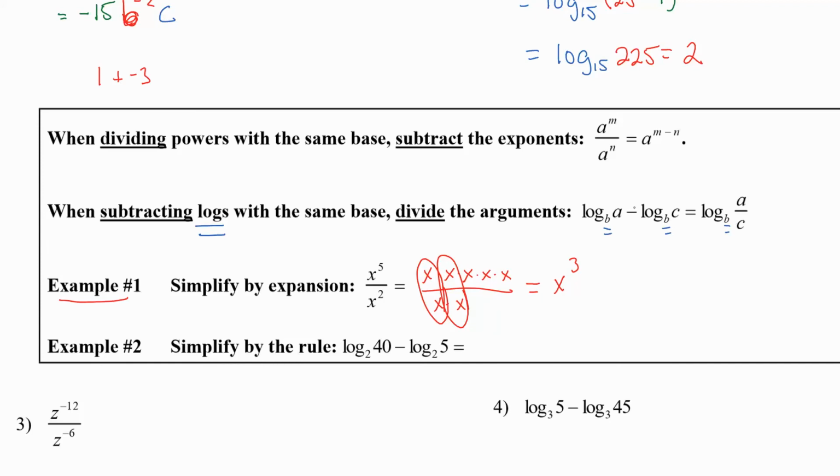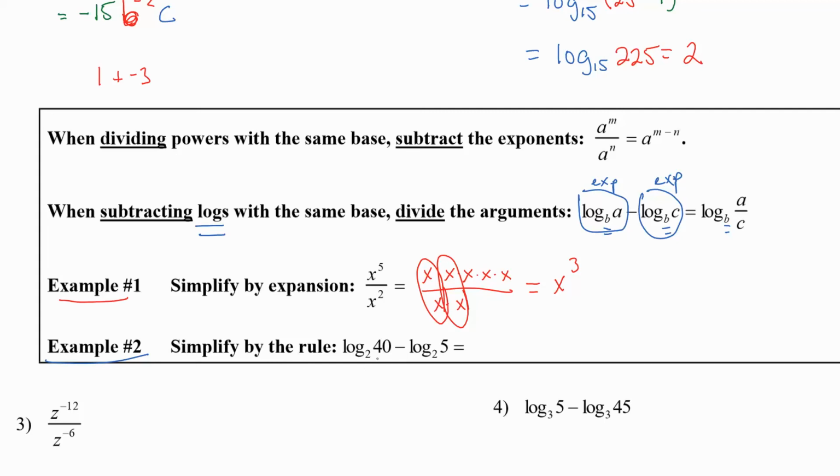As long as we change that subtraction into a division problem. So we're subtracting exponents. So this is like one exponent subtracting another exponent. And we do that without much proof. It's just when we're dividing powers. So our example number 2 here, simplify by the rule.